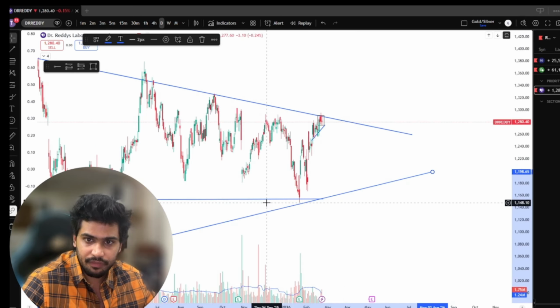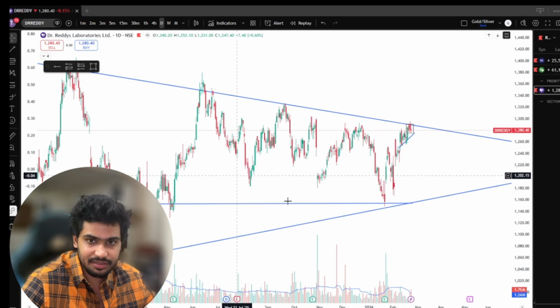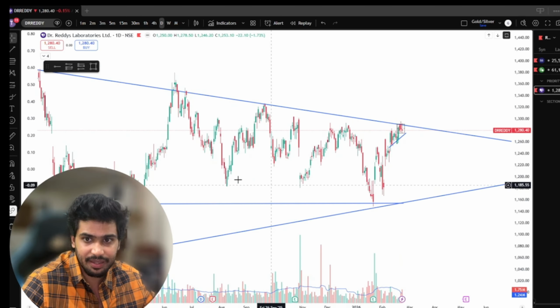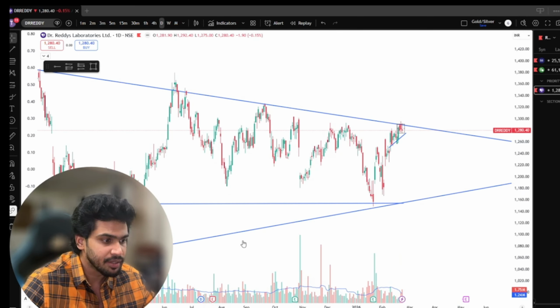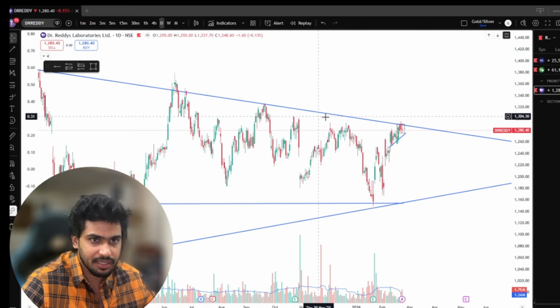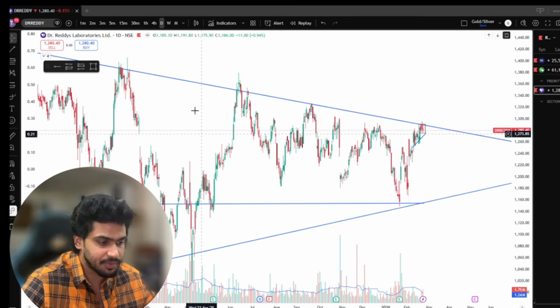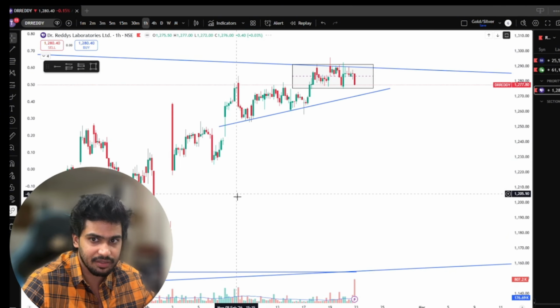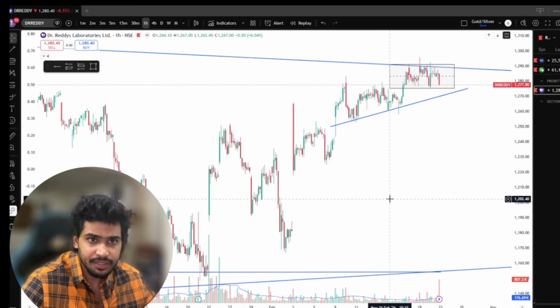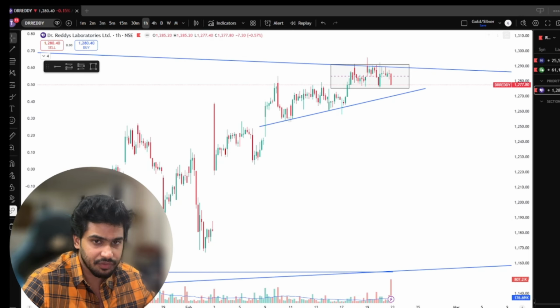What we are trying to do here is understand the price action and the behavior of this chart, and there's no signal to either buy or sell or anything like that. We have to wait for the price action to confirm, and that is when we can do something about it. So we'll come down to the 1 hour time frame.